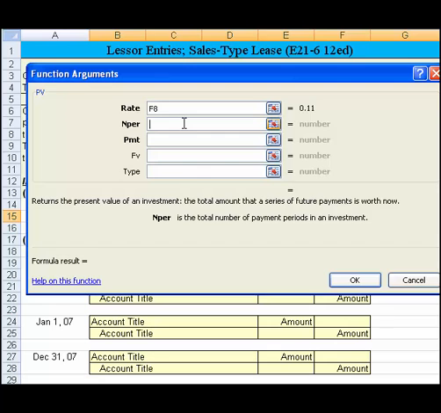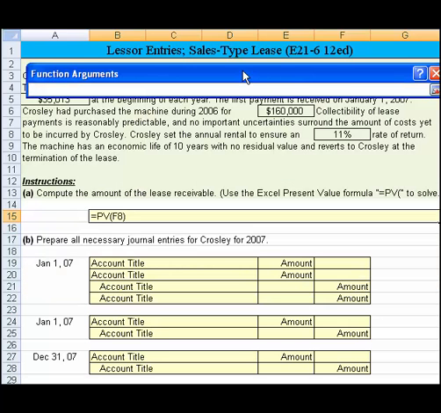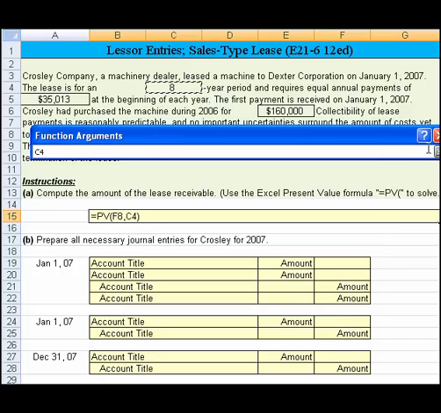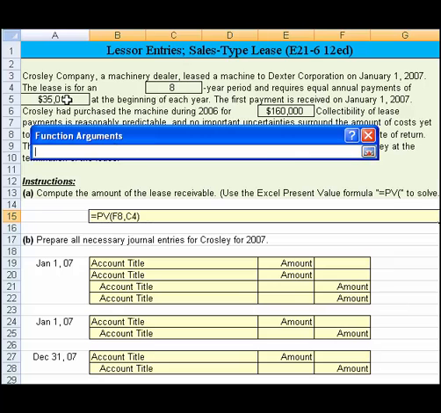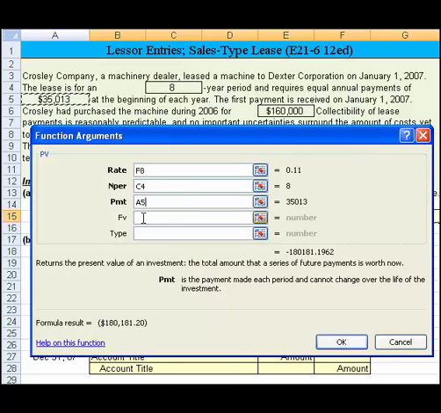So I'll bring that down. Number of periods was 8. Bring that down. The payment amount is the $35,013. So let's bring that down. And the future value represents how much this is worth at the end. So it's really worth 0. We want to calculate what's the present value of all of it today. So you can either enter a 0, which I usually don't do. I usually just skip it.